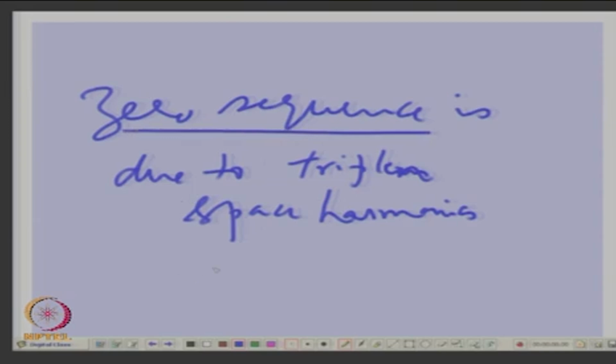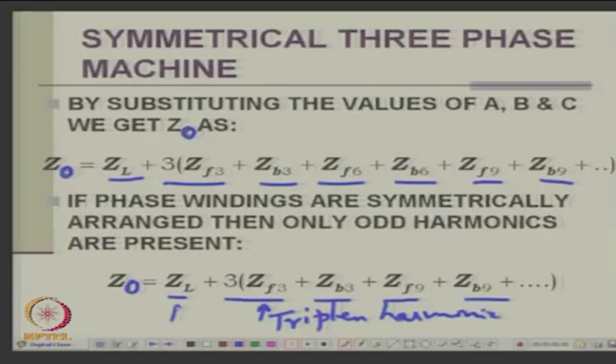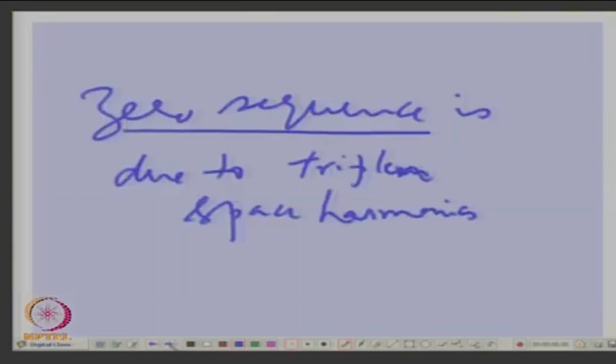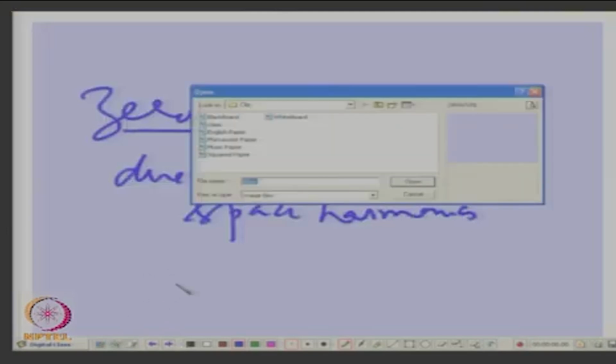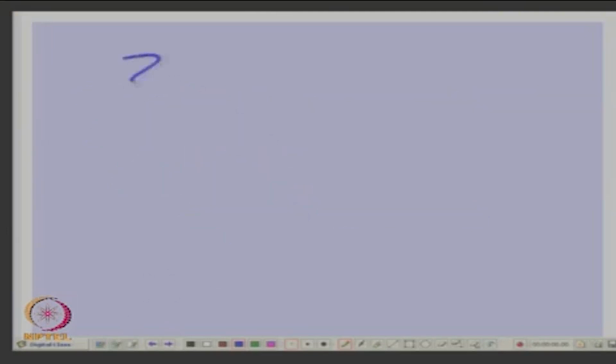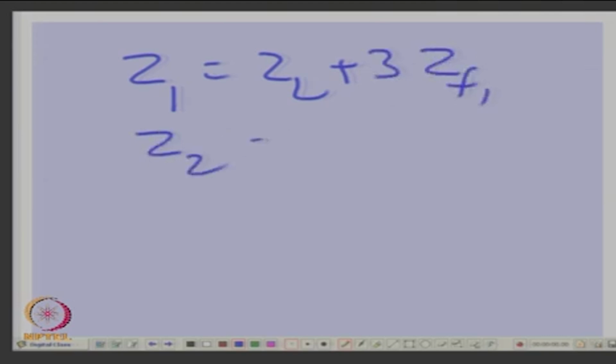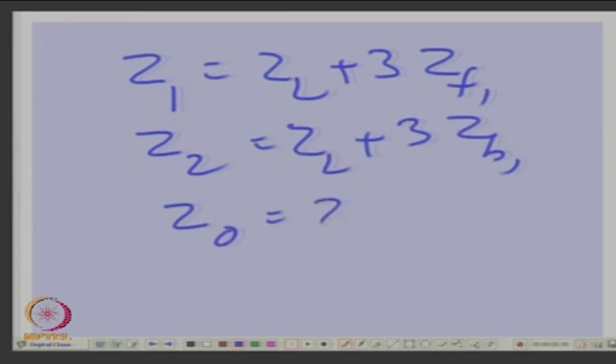But what we did in the earlier case, we neglected 0 sequence and then we got what impedance? If we neglect 0 sequence, what you have is ZL only. So, we had earlier said that your Z1 will be ZL plus 3 times ZF1 and Z2 is equal to ZL plus 3 times ZB1, and we said that Z0 will be ZL only. This is what we had done earlier, because we did not take the space harmonics into account.